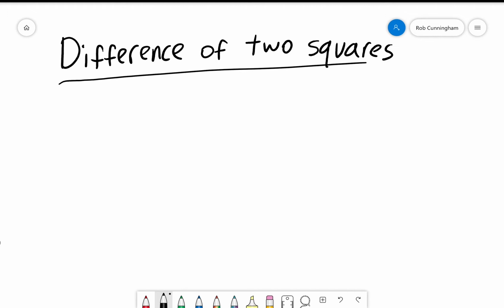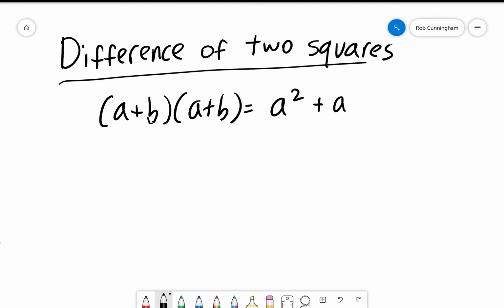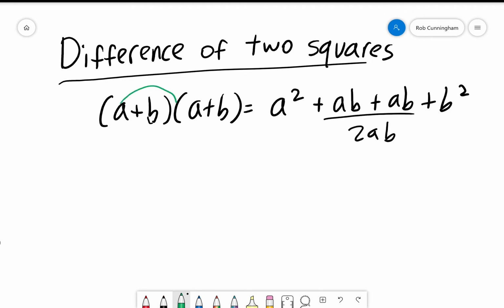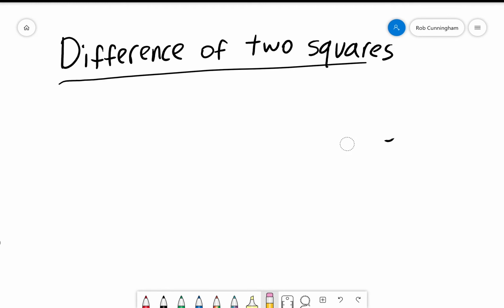Just like when you had the perfect square, if I had a plus b times a plus b, we got a squared plus ab plus ab plus b squared. This is where the 2ab comes from. Again, first, outside, inside, last. Okay, so it's slightly a different story if you have a plus b times a minus b. Same values of the two numbers, only one plus in the middle and one minus.